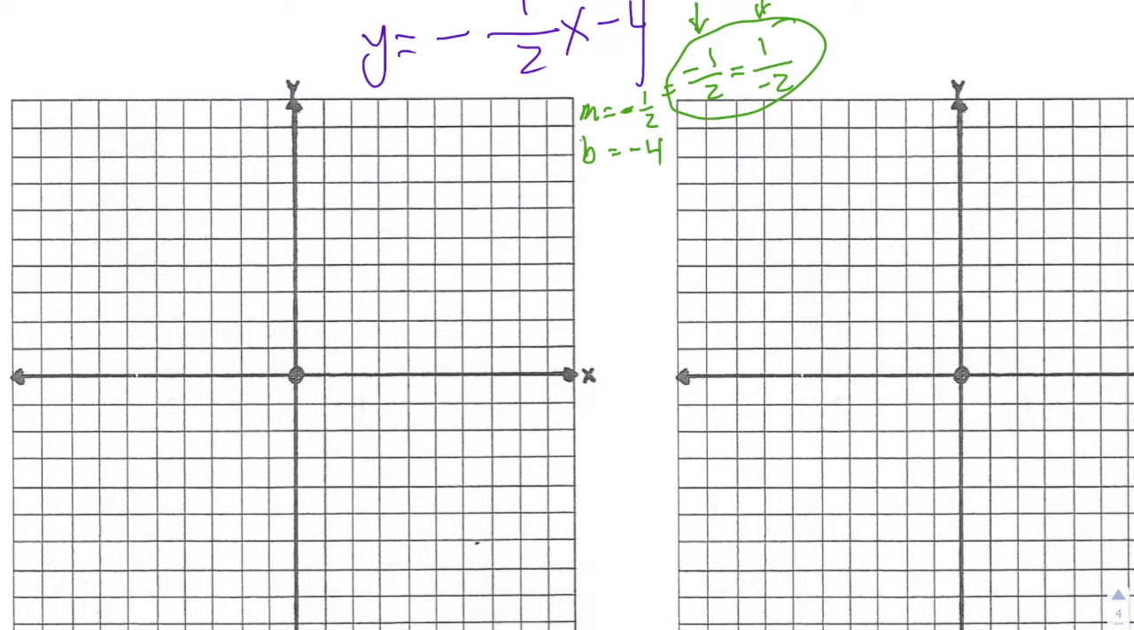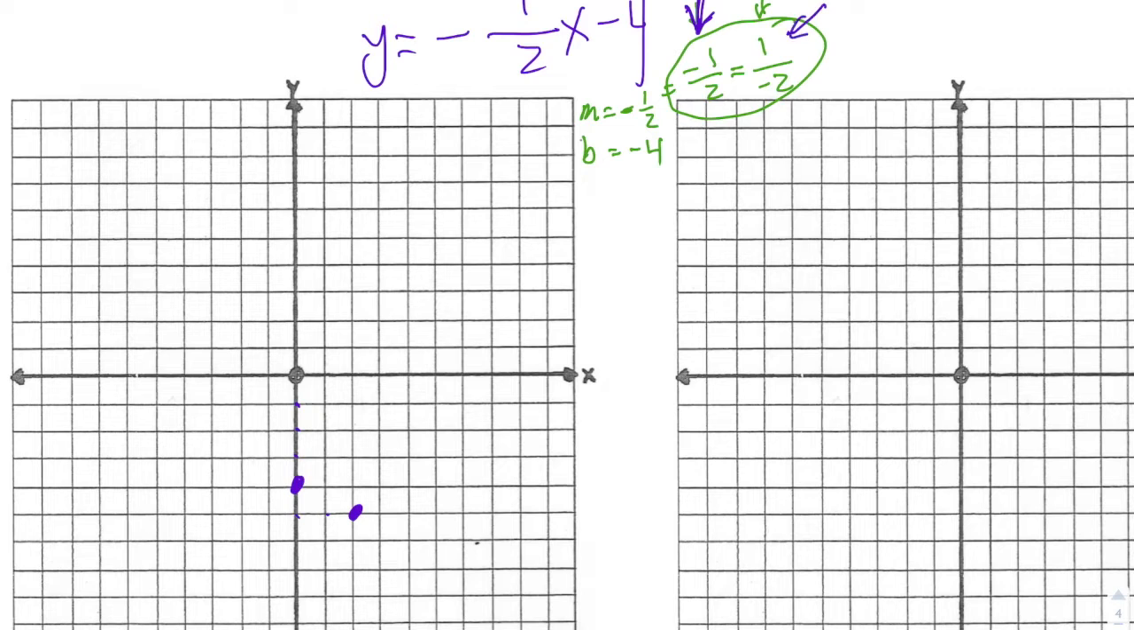We're going to go with a y-intercept of negative 4. 1, 2, 3, 4. And we need a slope of negative 1/2. Now, you can conceptualize this slope of negative 1/2 as a rise of negative 1 that goes down and a run of positive 2. That's to the right. Bang.